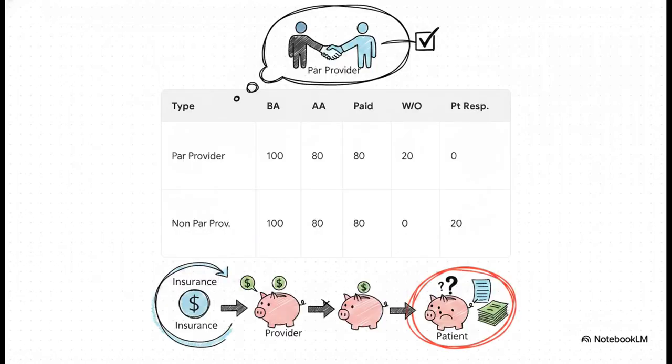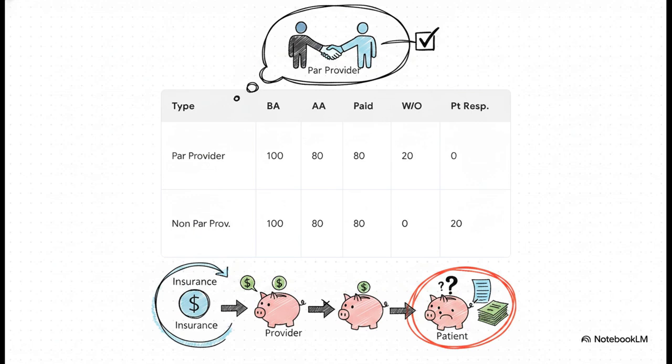Let's put this into perspective with a real-world math scenario. Imagine 2 different doctors both bill $100 for a service, but the insurance's allowed amount is only $80. The first doctor is a participating or par provider. They have a contract with your insurance. So they get paid that $80 and they literally just write off the remaining $20.